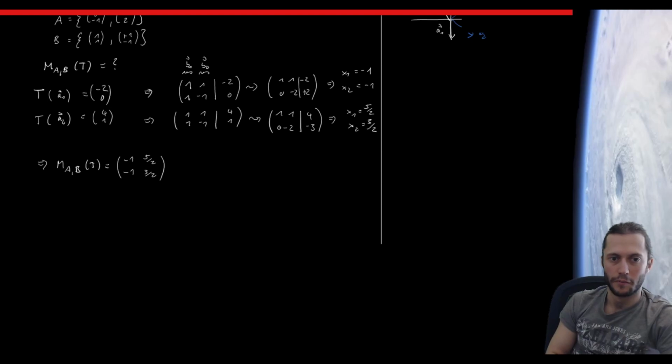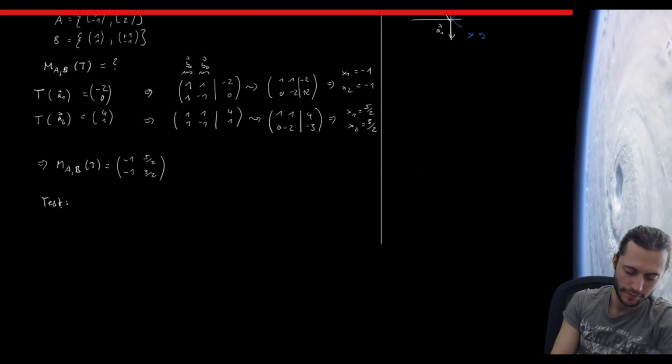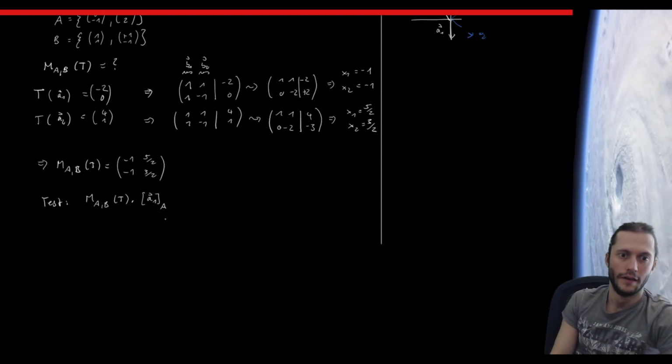It's easier, as you saw, probably. But maybe we're wrong, so let's test it real quick. Let's go for M_AB of T times, and now we pick a vector. But pay attention: the vector which we put into this map, or which we multiply here, which is the same, has to be in A coordinates. I took A1 just for fun, but I pay attention to express it in A coordinates.